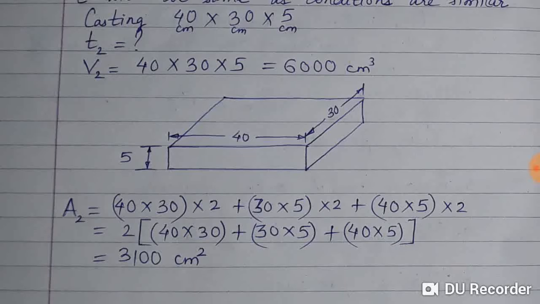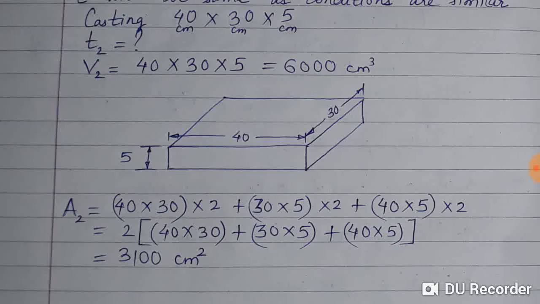As I have earlier explained how I calculated the surface area, similarly here also it is applicable. So I have calculated A2: 40 into 30, that is the top part of the casting and the bottom part; 30 into 5, that is the right side of the casting and the left side; and 40 into 5, that is the front, and 40 into 5 at the back. In this way I have calculated the surface area of the new casting. I got the value 3100 centimeter square.